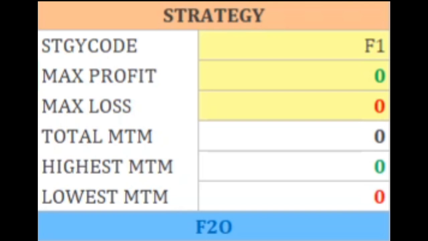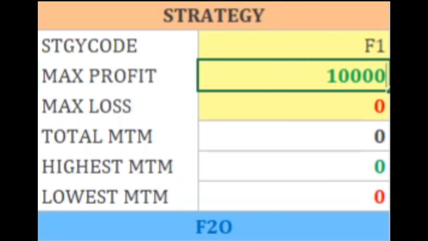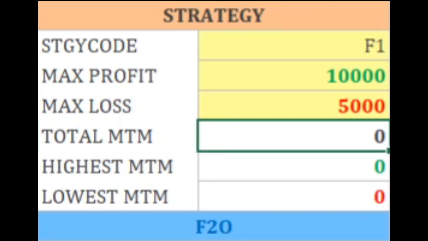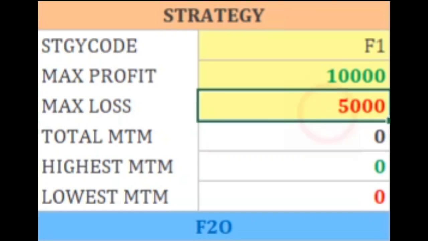So for example, let's say I want to close all the trades if the total profit or loss reaches 10,000 rupees. And for maximum loss, let's keep it as 5,000 rupees. And also remember that we don't need to add a negative sign before the maximum loss input value. You just need to enter it as a number. No negative signs before that.